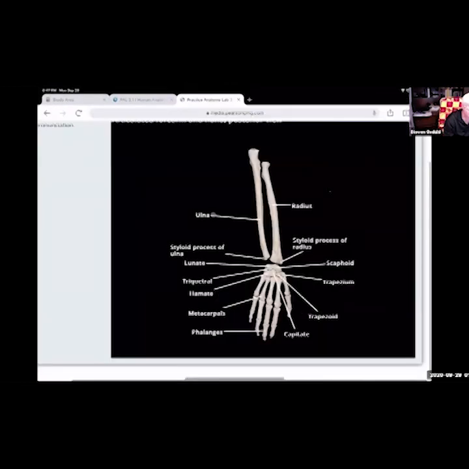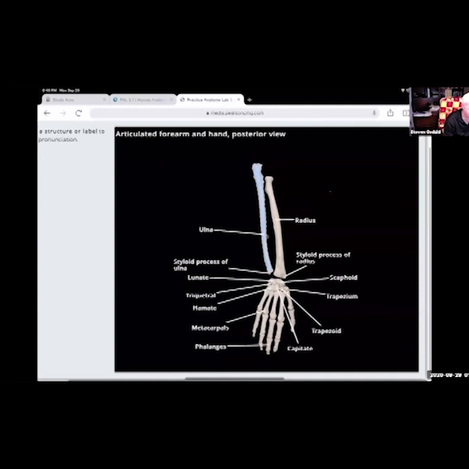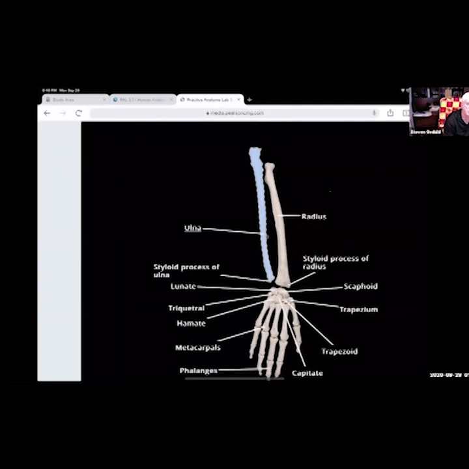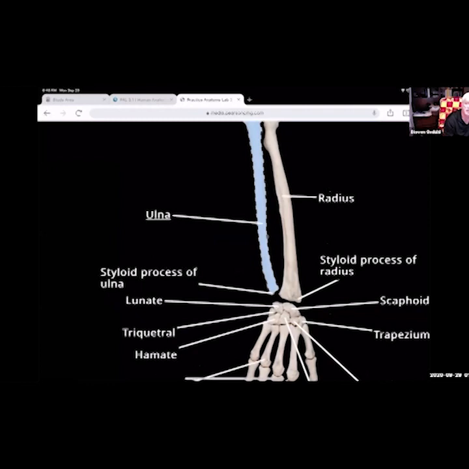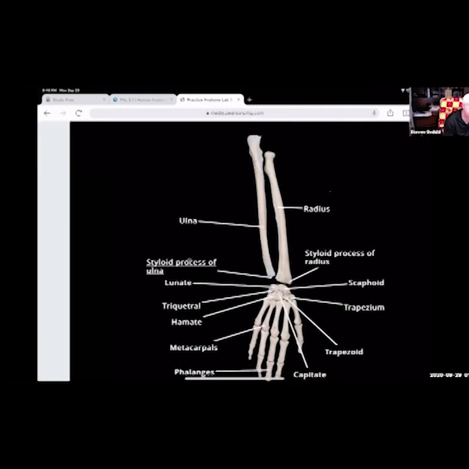Okay. See the same bones again. You can see the ulna. The ulna is always the larger bone of the two. It's always on the medial side, on the side of the pinky finger. So there's your ulna. There's a styloid process of the ulna, a little hook or extension of it there.